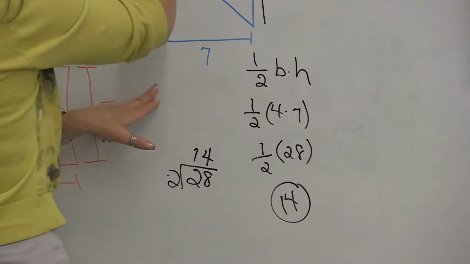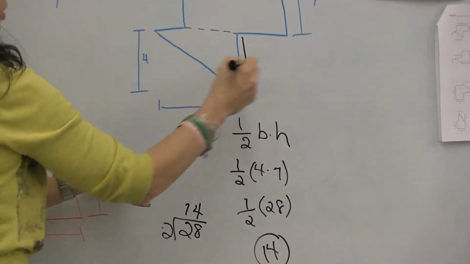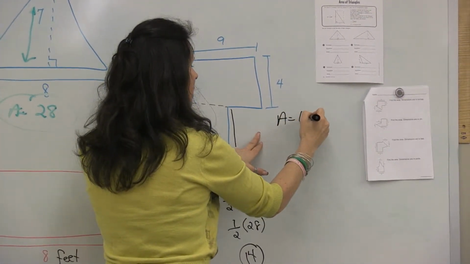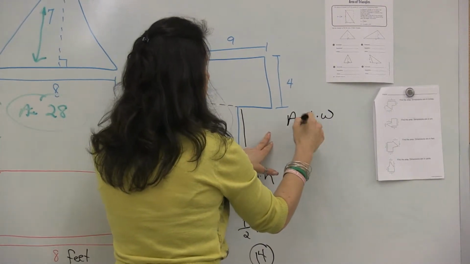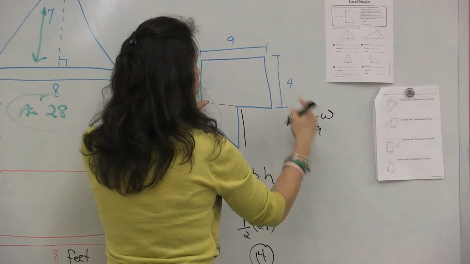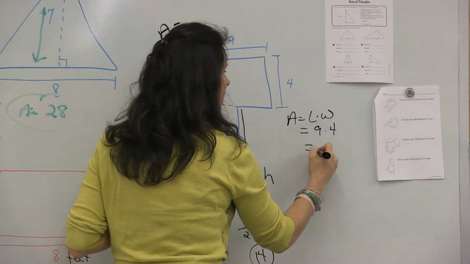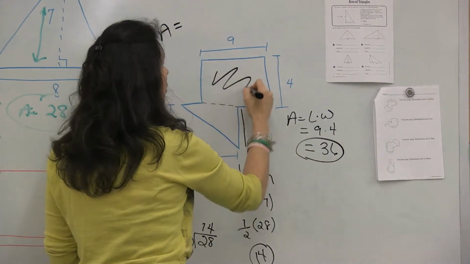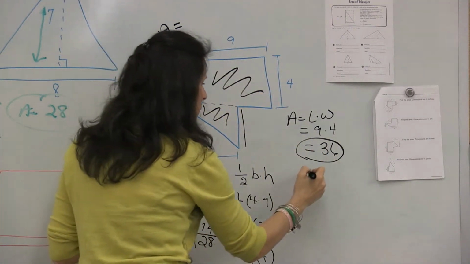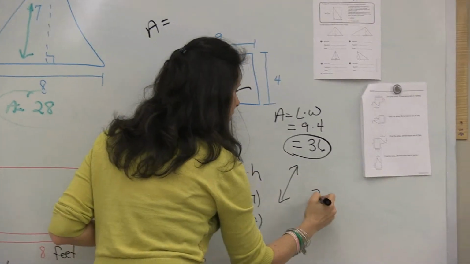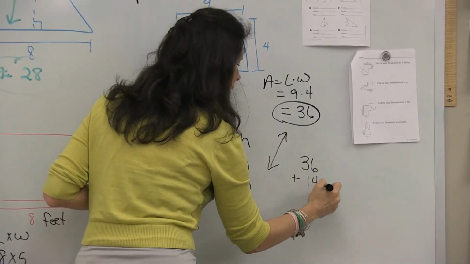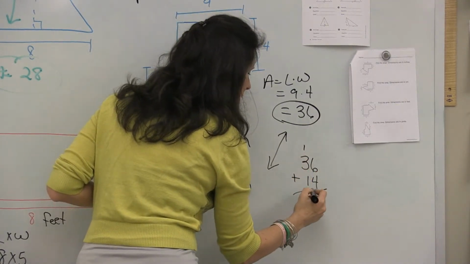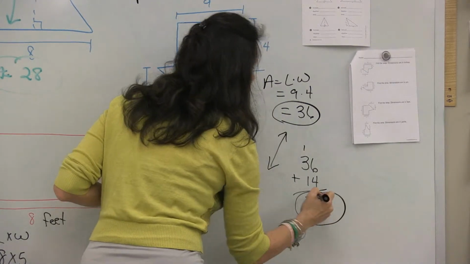But we need to find the area of the entire shape. So now we have to come over here and we have to do A equals length times width. So A equals your length is 9, your width is 4. What is 9 times 4? 36. But we're still not done because that doesn't give us the entire amount to both of these together. You have to add these two. So you have 36 plus 14. 6 plus 4 is 10. Remember to carry your 1. 3 plus 1 is 5. So 50 is your total amount.